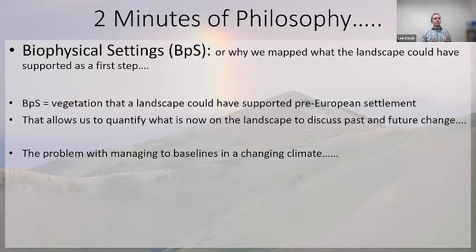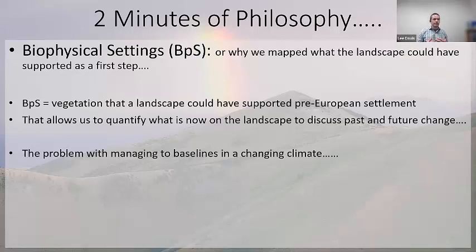And then the brief 2 minutes of philosophy. We use biophysical settings to map the key habitats of Nevada. It's important to note that biophysical settings don't represent existing vegetation on the landscape, but we chose to look at what the landscape could have supported so that we had a starting point for comparing the current landscape and current vegetation of Nevada to past conditions.